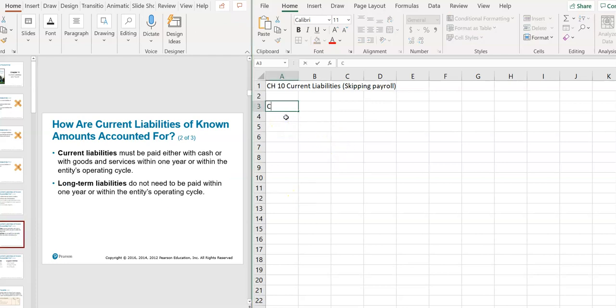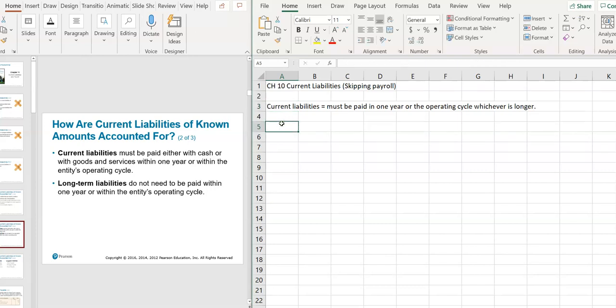All right, so if you remember, we have two types, two categories. We have current liabilities, which must be paid in 1 year, or the operating cycle, and it's whichever is longer. Generally, most places, the operating cycle is shorter than a year, so we tend to use a year as the rule of thumb.